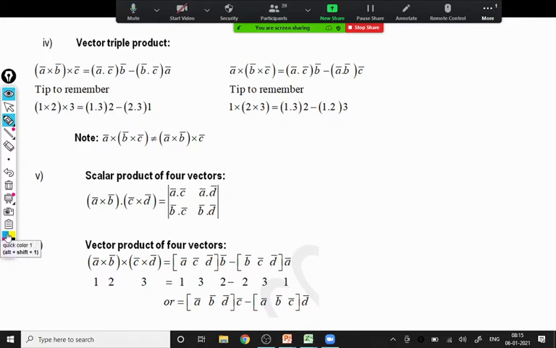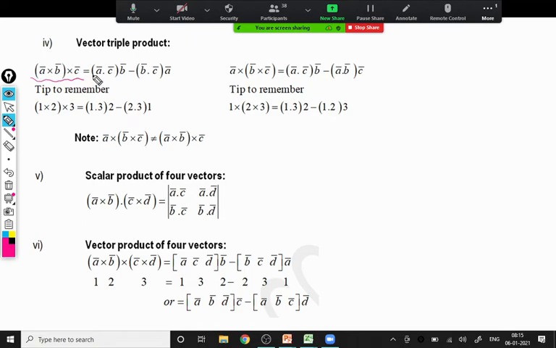You will observe A cross B cross C. Obviously A cross B is one vector, and cross C is again a vector quantity when you take the cross product. Now there are two ways to evaluate this. One way is to calculate A cross B separately by our determinant method, then take cross C. But in a few proofs, A, B, C are not given and certain things we have to prove. That time these results are important that you have to remember.